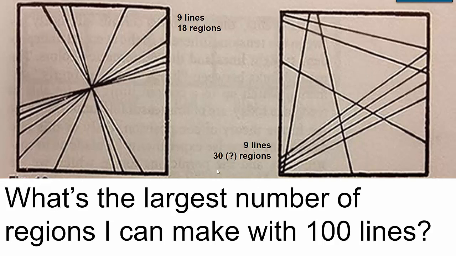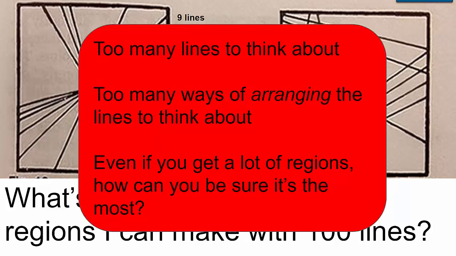The question I want to know is, if I'm trying to make the largest number of separate regions I can with 100 lines, how many regions is that? This problem appears fairly intimidating at first because it seems like there's too many lines to think about, and definitely too many ways of arranging the lines to think about. And even if you do come up with an arrangement of 100 lines, how can you be sure that it's the most regions? How can you be sure there's not some other way of arranging them?